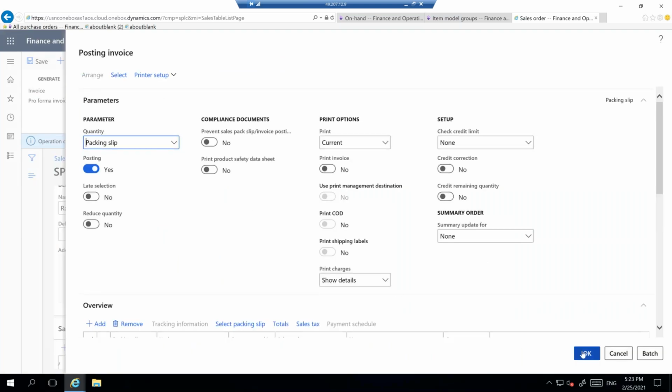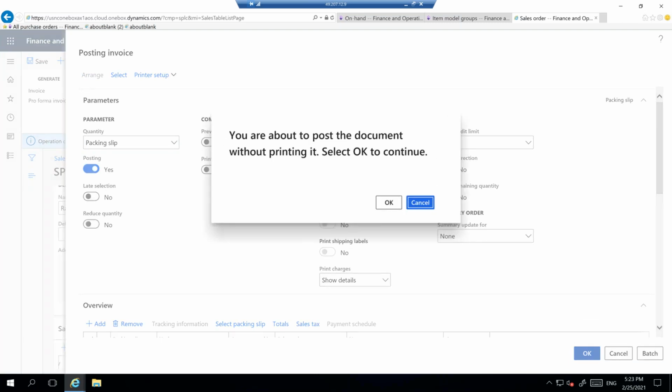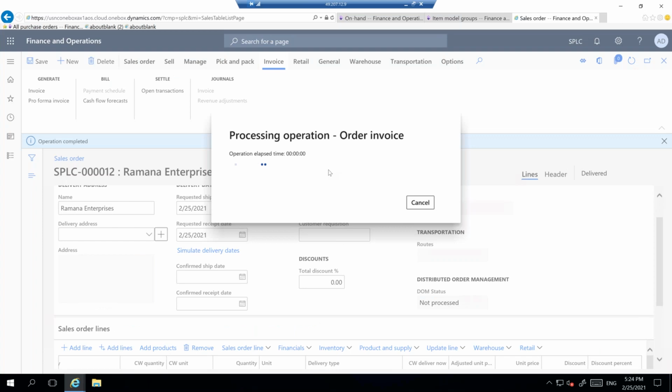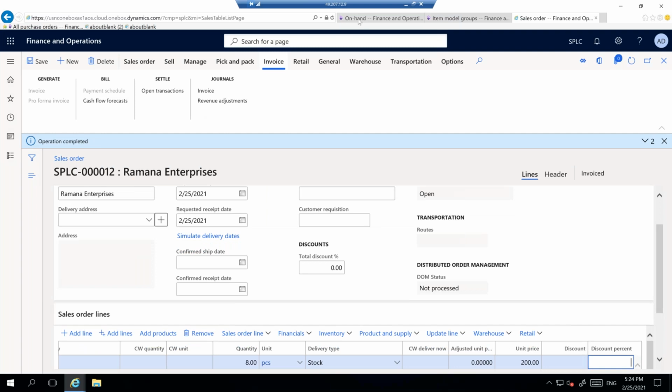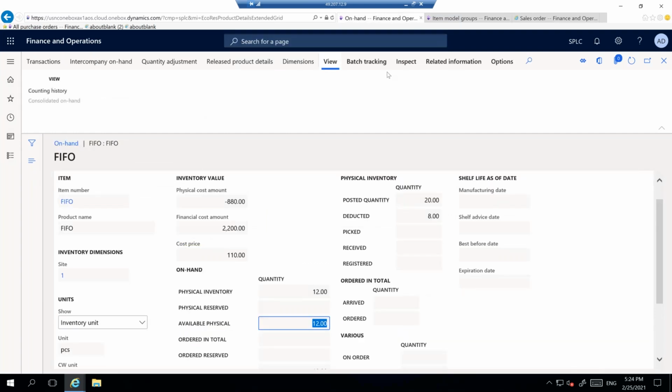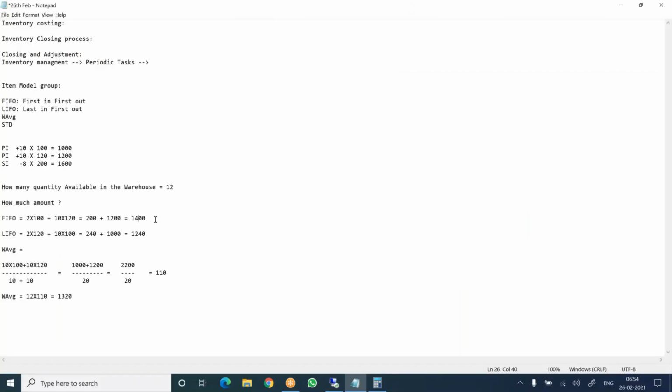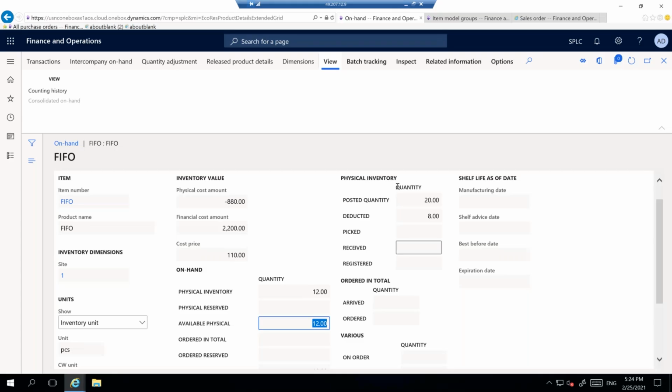Click OK. Click OK. It is a warning message because you are not taking a printout. So if you verify on hand inventory, actually what is the expected result? If it is a FIFO, it should be 1400. Now if I refresh, it is showing 1320.